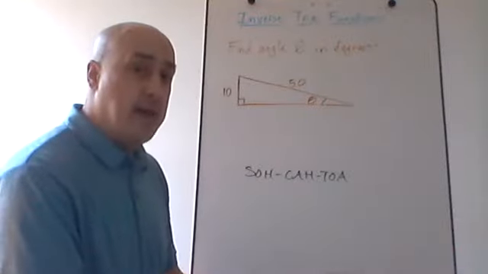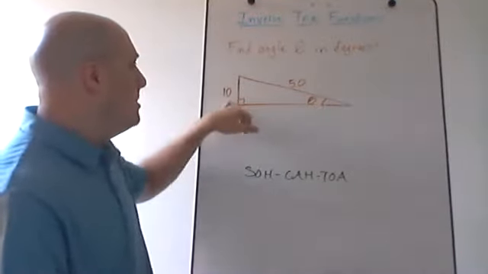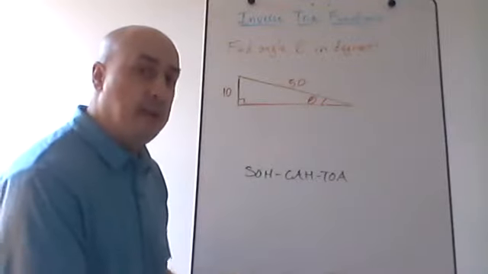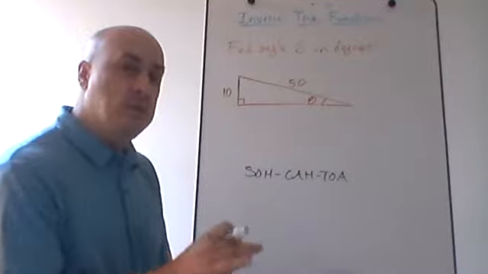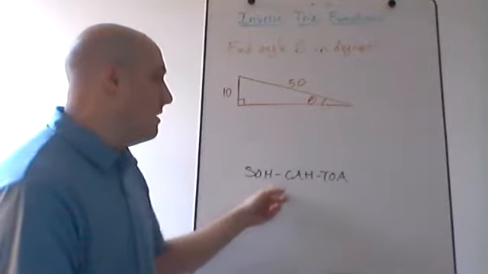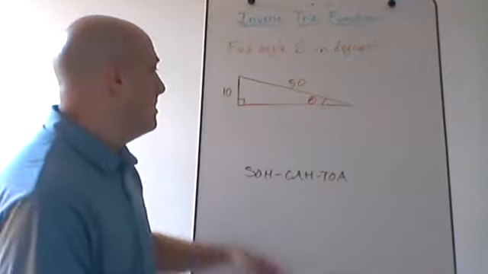So I basically have to look at, well, this is my angle. Which two sides do I know in terms of that angle? Do I know the opposite side, the adjacent side, the hypotenuse? If I know any two of those, I can use one of these trig functions to figure out what that angle is.